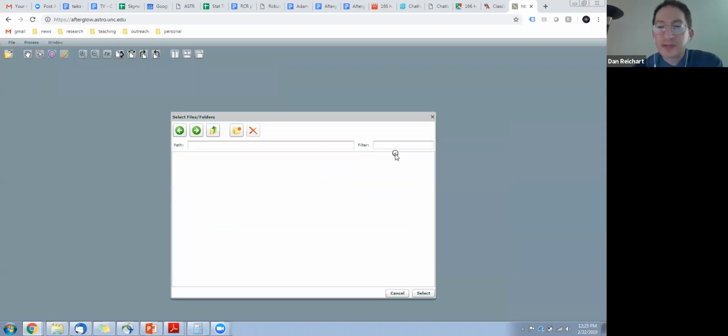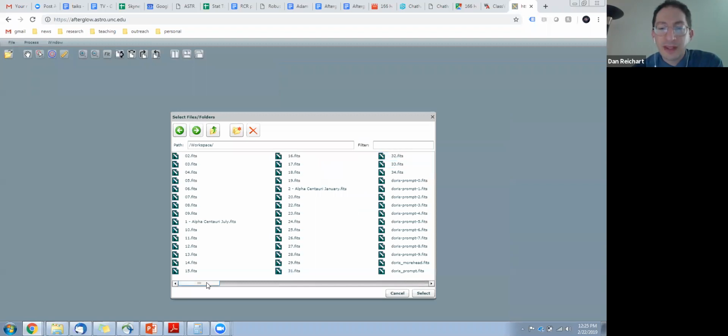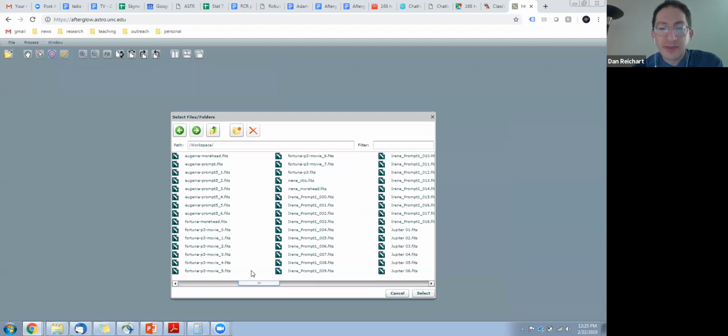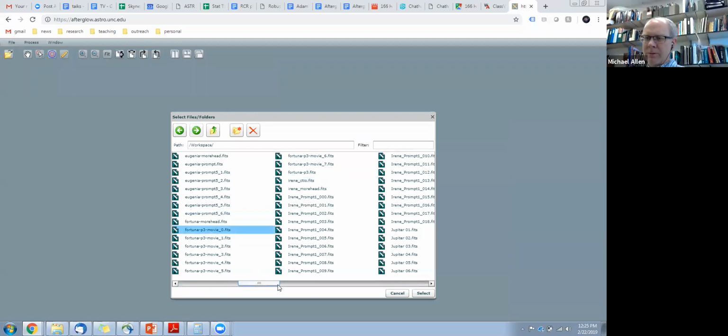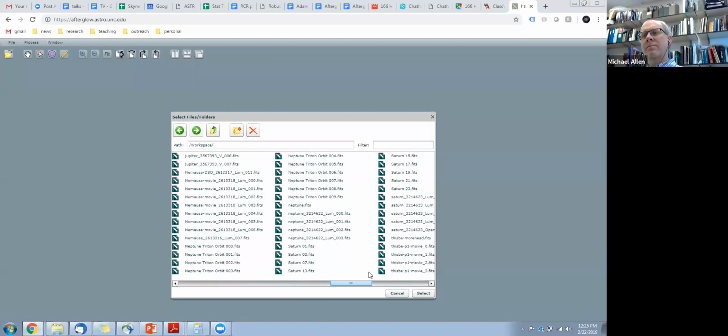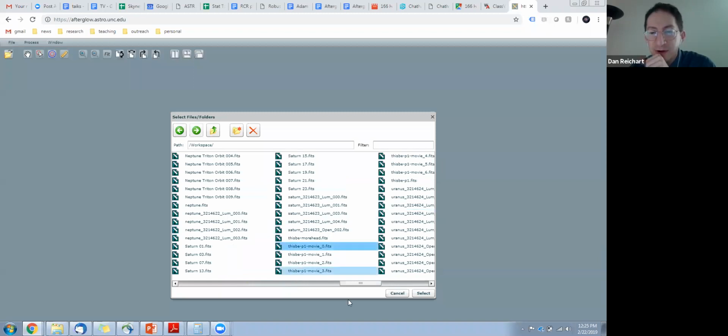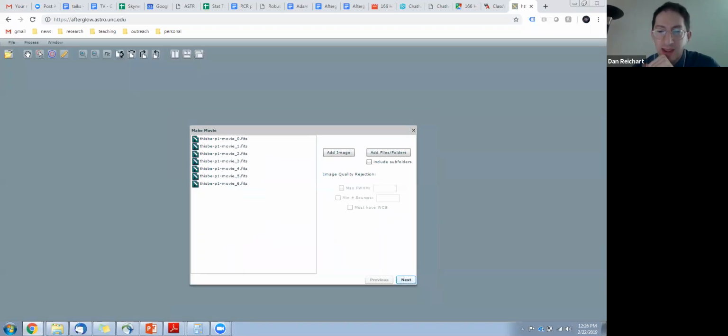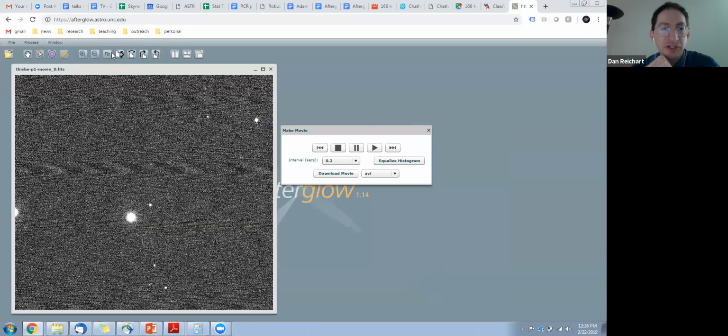This works just like you've seen before. And what was the name? That was Fortuna, I believe. I thought it was Thisbe. Thisbe, thank you. Let's see, Thisbe. Here's my Thisbe 0 through 6. Select. Next. It loads them in. If you have a slow connection, it may take a second.